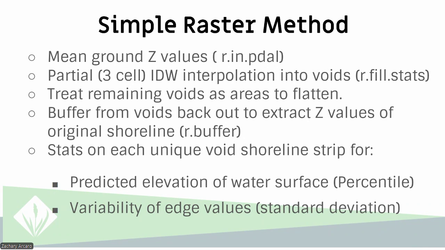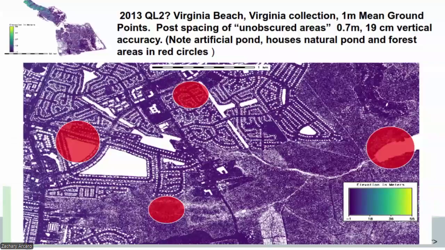So we decided to come up with this raster approach. We get the mean ground elevation from the Z values. We do a partial IDW interpolation into the voids that are left. Then we treat the remaining voids as areas to flatten. Then buffer the voids back out to extract the Z values of the shoreline. Then you do stats on the shoreline to get a predicted elevation and variability of that shoreline elevation.